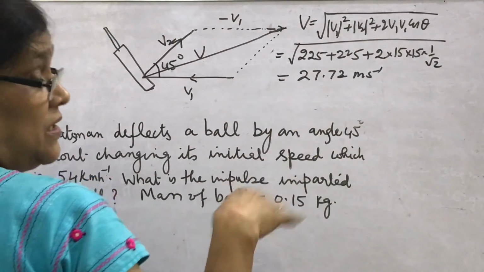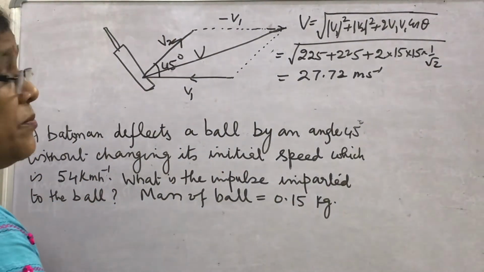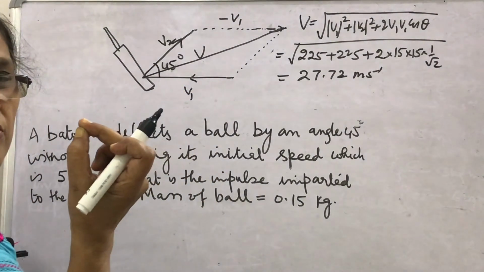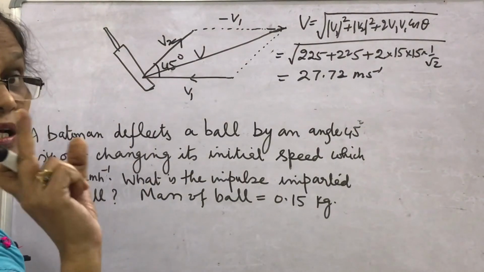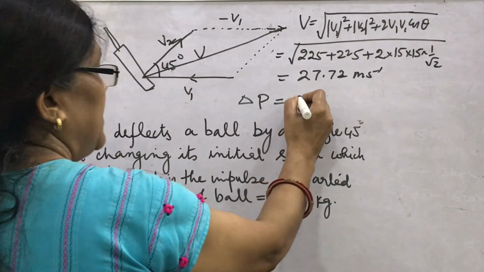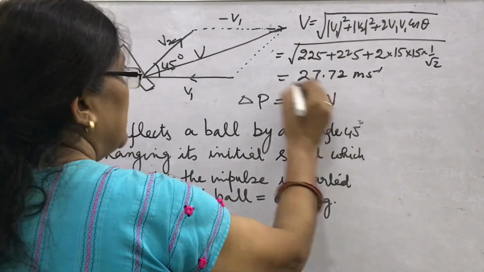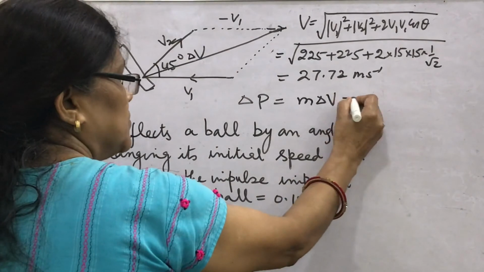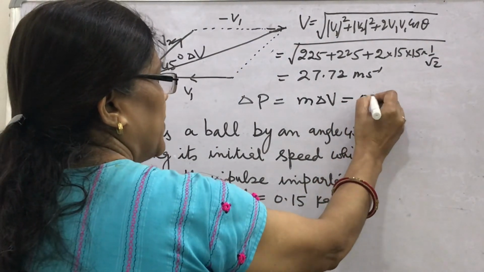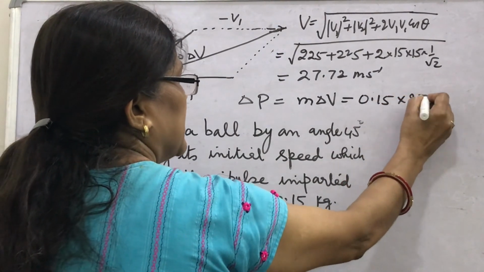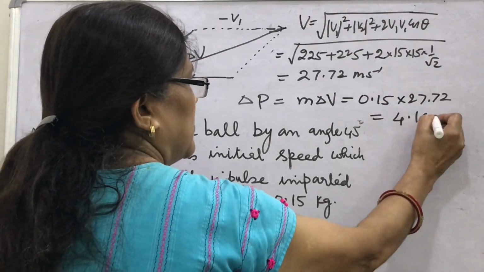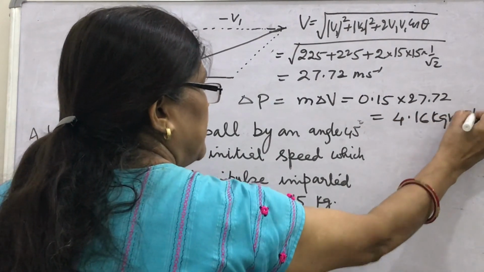and impulse imparted is the change in momentum. Impulse is a large force F for a short interval of time delta t, then F into delta t is delta p. So what is the impulse imparted here? This is delta p, that is mass into change in velocity. So what will you get? Mass is given as 0.15 into 27.72. So it's about 4.16 kg meter per second.